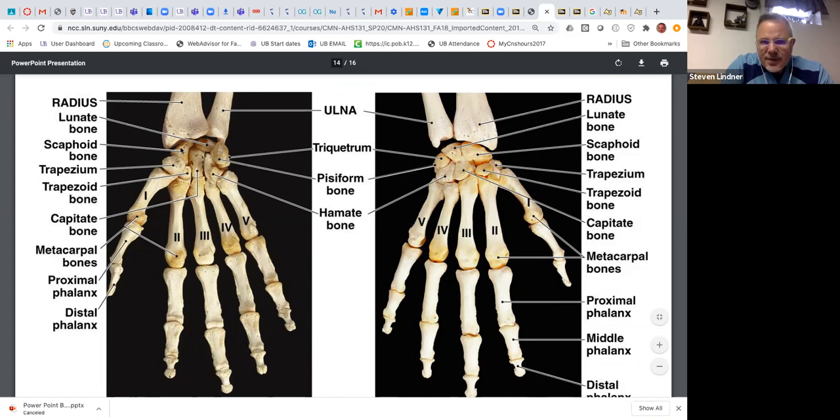And from the thumb side, if we look at the 4 bones, it's scaphoid, lunate, triquetrum, and pisiform. Now, there are some silly mnemonics out there that you could use to remember. There are some clean ones out there. There are some dirty ones out there. So if you explore some anatomical mnemonics, you'll be able to find them to help you remember them, okay?